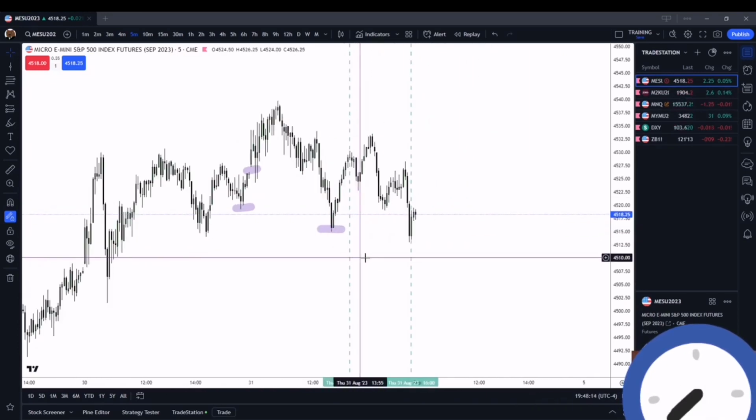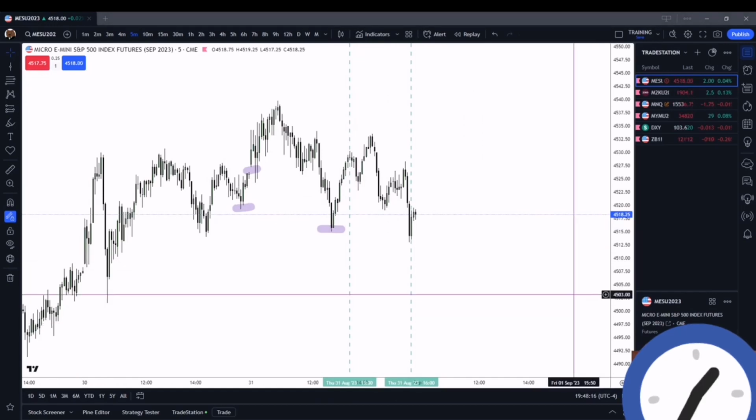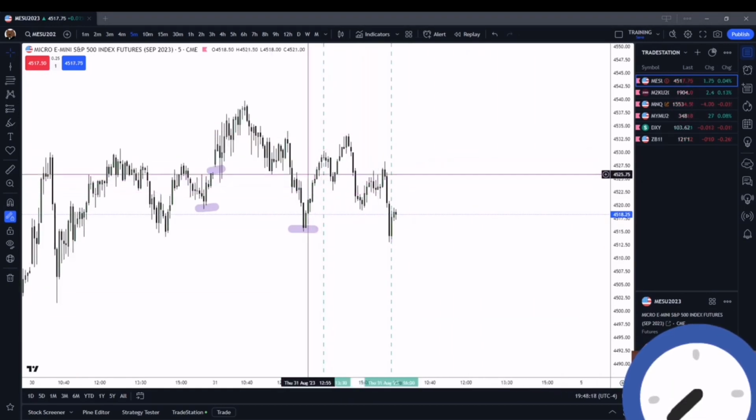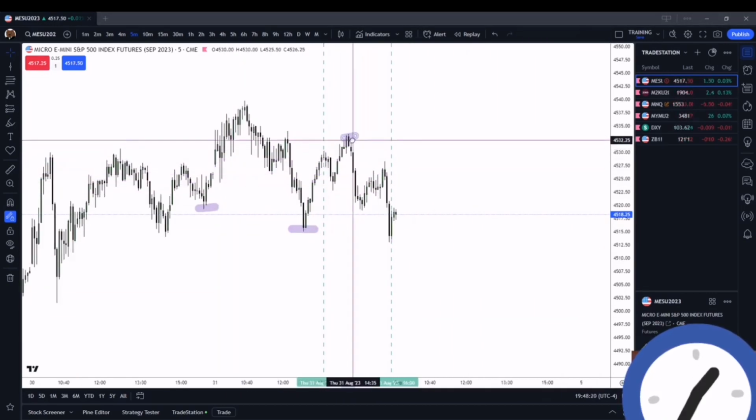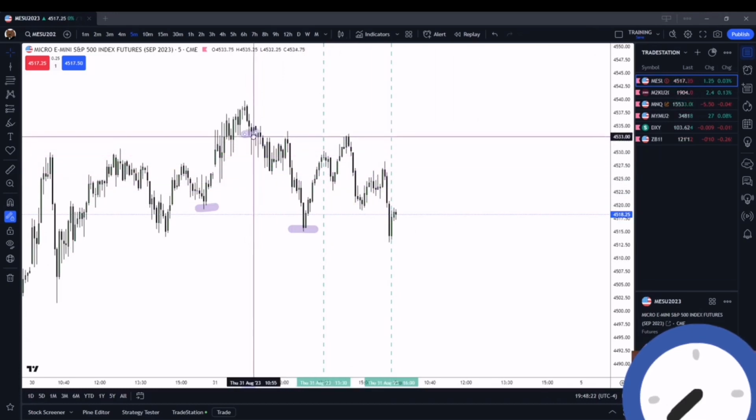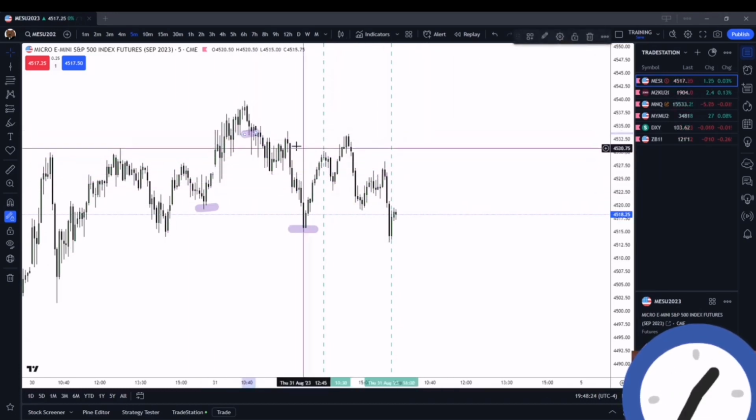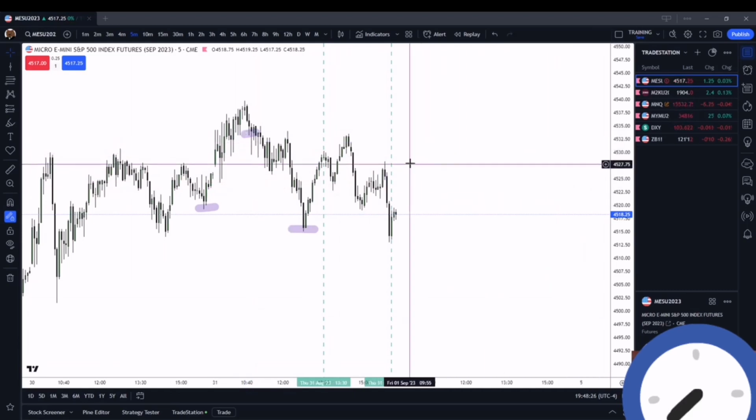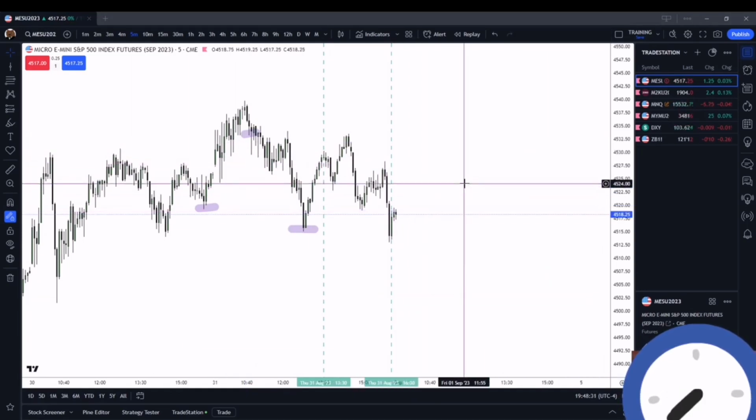Didn't really get any clean movements on Thursday. It was mostly choppy, mostly an inefficient price delivery. However, you can see that the PM session was a lot cleaner, a lot fewer wicks than the AM session. So your cleanest price action on the S&P 500 or the ES today came during the PM session.